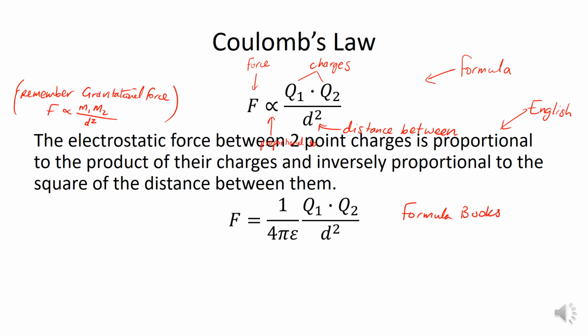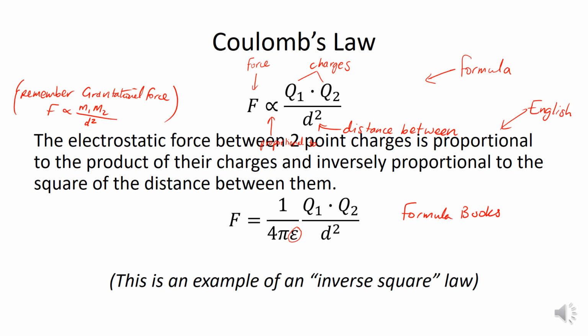Okay, and in your formula books you'll find this version of Coulomb's law, and here you see that the force is equal to... this one we can use for calculations. Here we have an extra part at the start, 1 over 4 pi epsilon, and we discussed that on the previous slide, that's your permittivity. So it depends on what material everything is sitting in as well. There's your Q1 multiplied by Q2 divided by d squared.